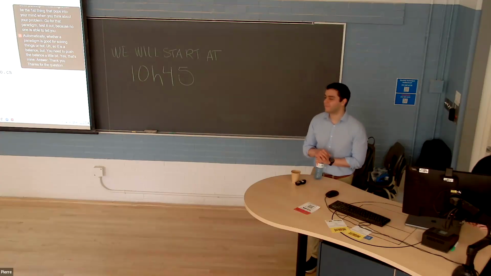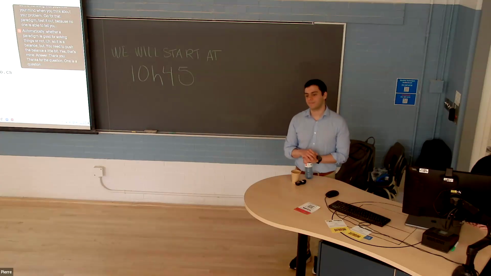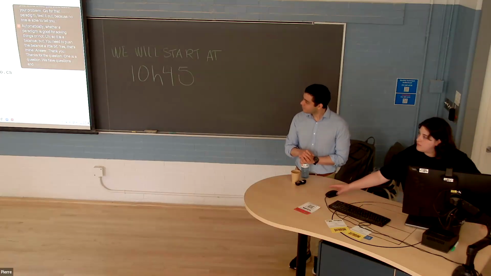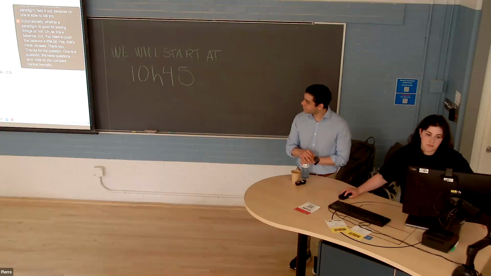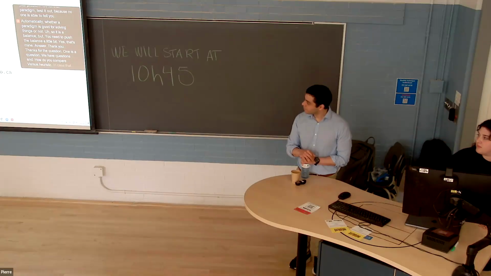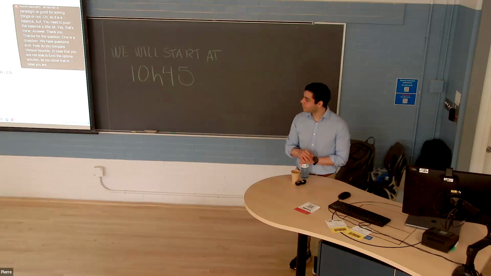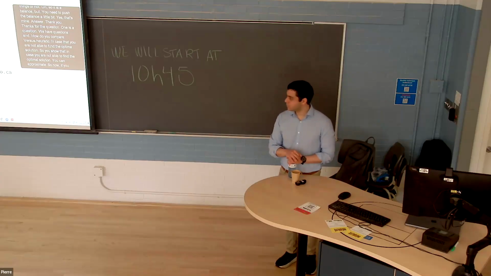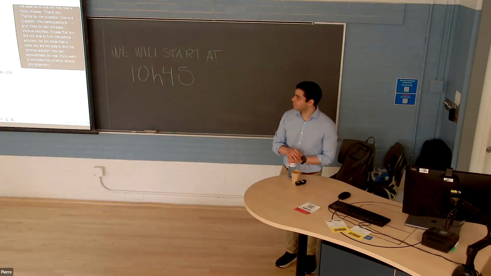Another question. We have a question then. How do you compare versus heuristics in case you are not able to find the optimal solution? So you show that in case you are not able to find the optimal solution, you can approximate. Now if you want to compare the accuracy of your approximated model versus a heuristic, how do you compare?